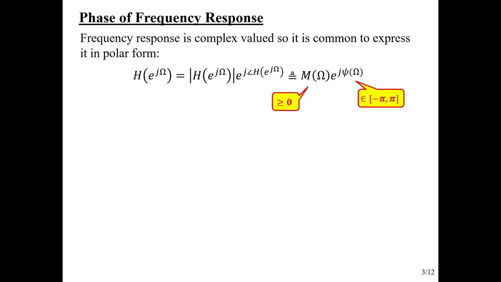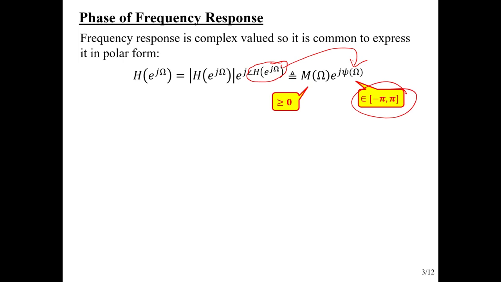Polar form means put its magnitude out front and then its angle up in an e to the j thing. And by its very definition, polar form must have, since we're talking about the magnitude that's like absolute value, that cannot be negative. So we'll write this thing as M of omega, at least in this note set, and M of omega cannot be negative. And then this thing here will just be denoted as psi of omega. And I say that it lies between minus pi and pi.